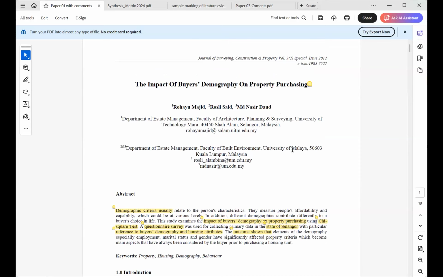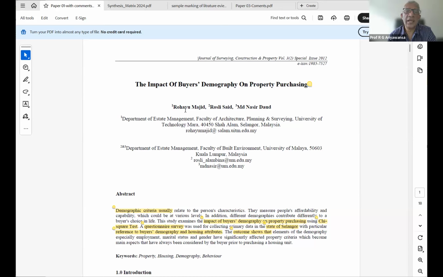Yes, sir, we can see. Okay, you can see, right? It is about an article. The title of the article is Impact of Bias Demography on Property Purchasing. Now this is a journal article, so the name of the journal and information are there. You can see the journal article information, publication information.